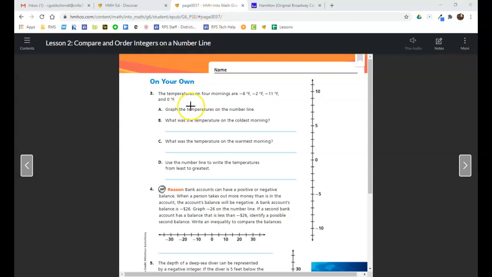Let's look at number 3. The temperatures on 4 mornings are -8, -2, -11, and 0. We're going to graph the temperatures on the number line. So we have -8, so -5, -6, -7, -8. Then we have -2, so -1, -2. We have -11, so here's -10, here's -11. And then our last morning was 0.